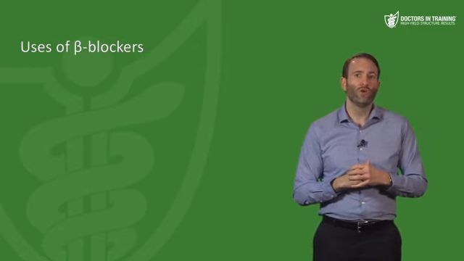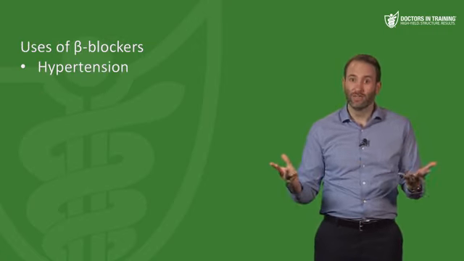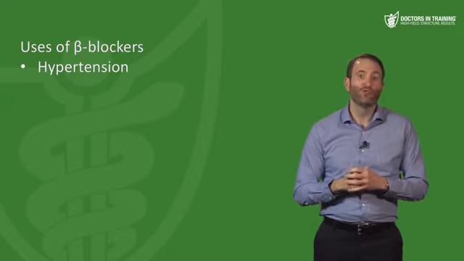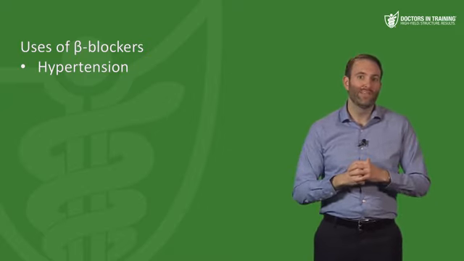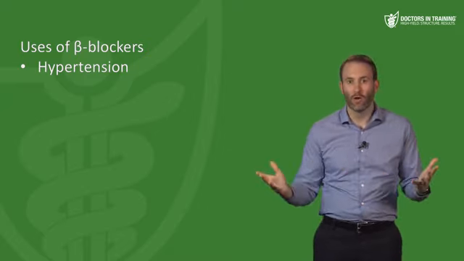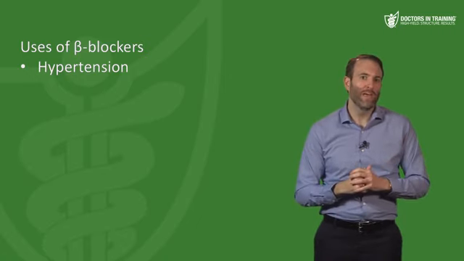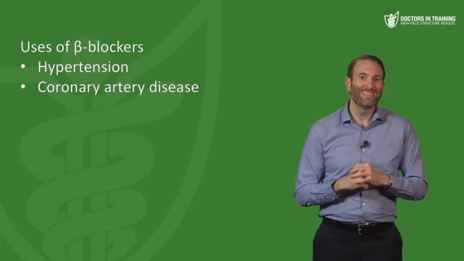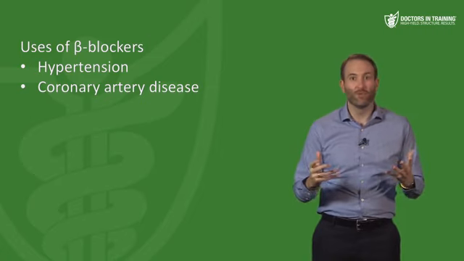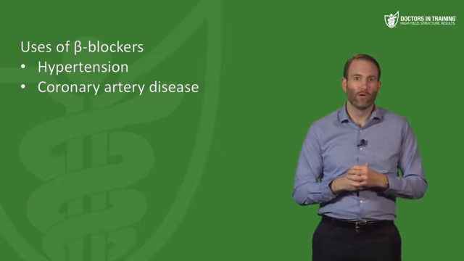Now, beta blockers are used quite often to treat hypertension. Also, by blocking beta-1 receptors, you slow the heart and decrease contractility, and thus decrease the overall work of the heart, which is highly favorable with patients with coronary artery disease. So you'll see these drugs used in patients with angina, hypertension, and in patients after a myocardial infarction.